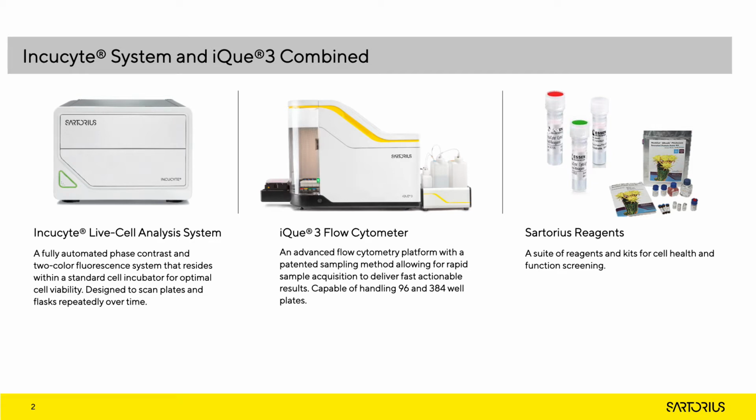The iQue system is an advanced flow cytometry platform with a patented sampling method allowing for rapid sample acquisition to deliver fast actionable results. The ability to quickly analyse data is made possible with Foresight software, which provides analytics and results visualization tools that are not found in traditional flow-based software packages. Sartorius offers a suite of reagents and kits that can be used with these platforms for cell health and functional screening, and this workflow application also shows how some of these reagents can be used effectively across both platforms.